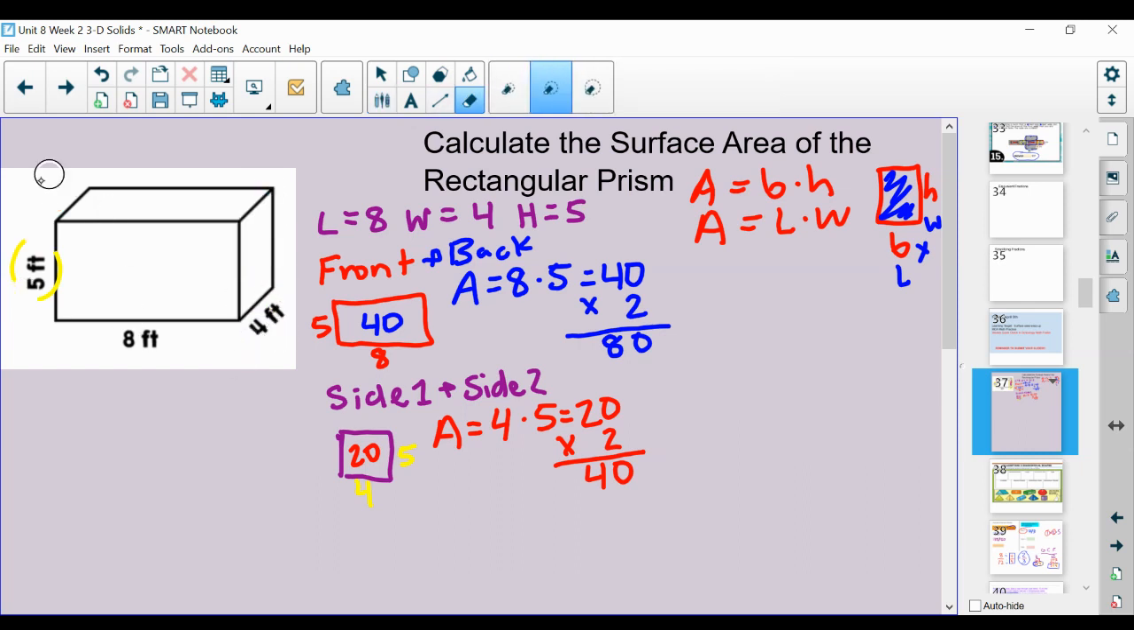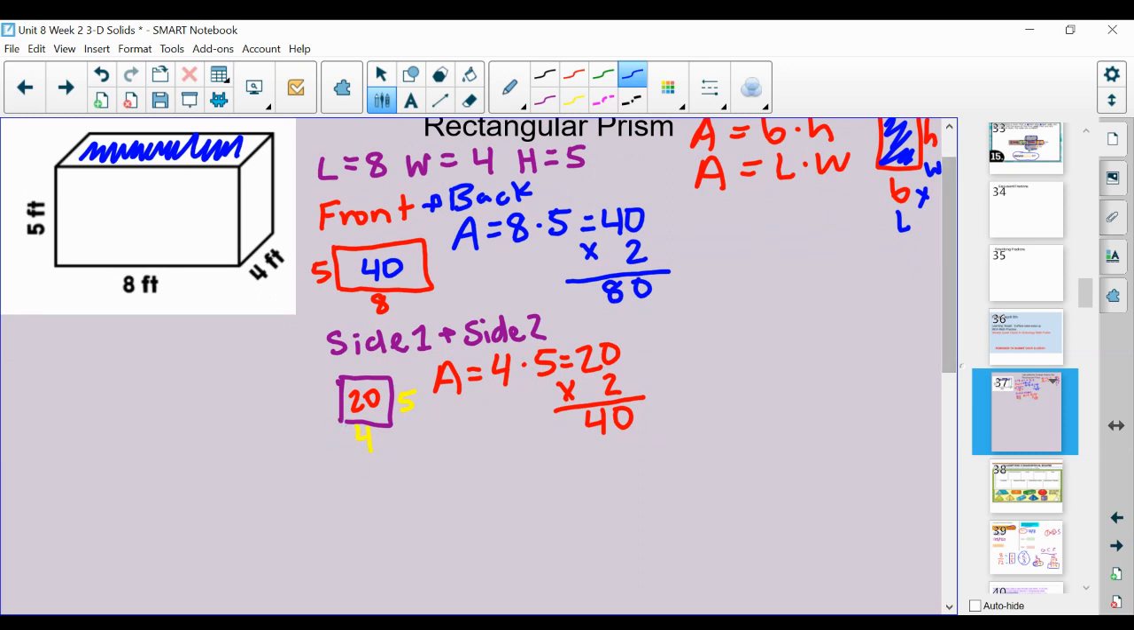I want you to think. So far, we've found 4 faces of our rectangular prism. Front and back, side and side. What's left? Top and bottom. And we can't see our bottom, but we can see the top, and we know the bottom is the same. So right underneath here, I'm going to write top and bottom.